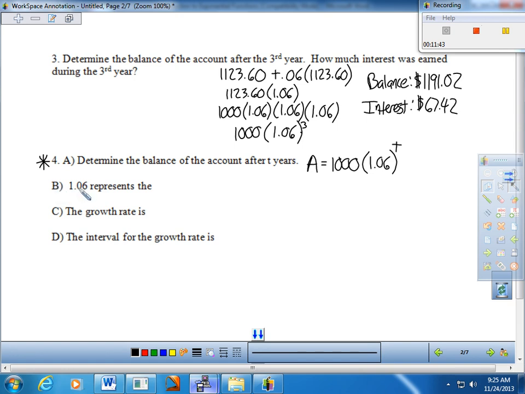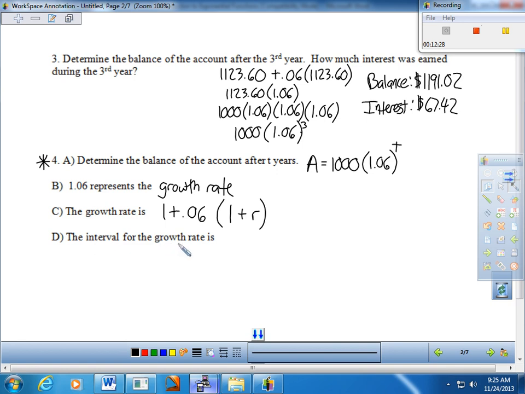As you can see, this 1.06 showed up in the model. We'll definitely see this over the course of the unit, as a matter of fact. So 1.06 represents what we would call the growth rate. And conveniently enough, it says it for letter C, the growth rate is, and in this case, we got that growth rate by doing the 1 plus the 6%. And so in general terms, everybody, 1 plus r. So it grew by 6% per year, and so to get our growth rate, we did 1 plus the decimal representation of 6%, 0.06.